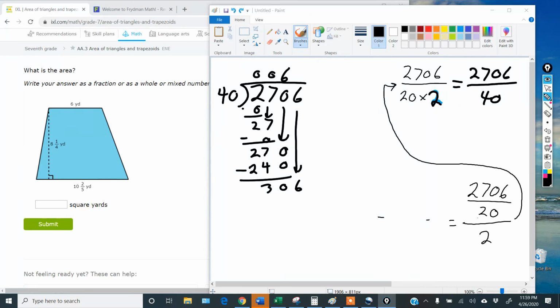So let's see, that's going to be 7. 7 times 40 is 280. And that's going to give us 26, right? Borrow from the 2, that becomes a 10. Borrow from the 10, that becomes a 9.